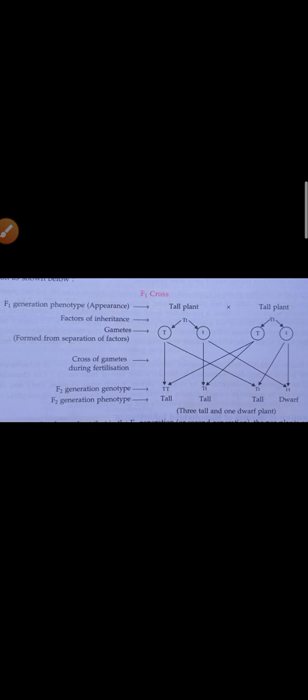Monohybrid cross means when we keep one character in mind and make a cross. One character: we observe only one character of two plants. Are you getting my point?